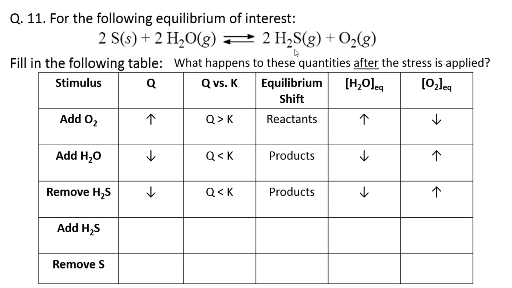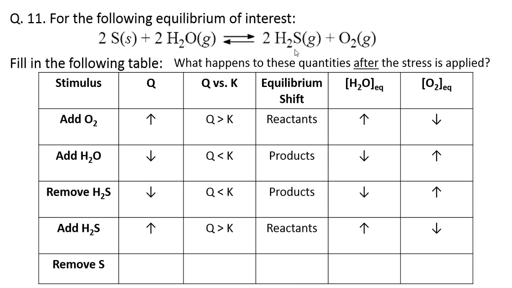If we add H2S, the reverse process is happening. We are adding a product, so Q will increase. Q will now be greater than K, and so the reaction will shift to the left, increasing the value of H2O and decreasing the value of O2.